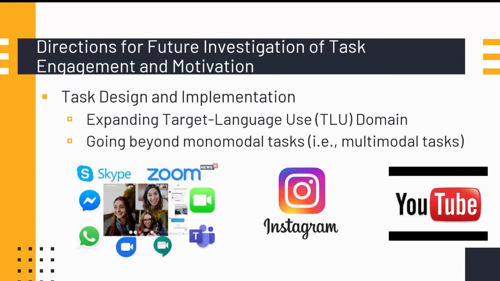That's why we need to go beyond monomodal tasks. So far we have been very comfortable with implementing tasks just using simple paper-based task input and having students write something or say something or interact using the task information. But in this digital world, with different communication platforms like Skype, Zoom, Instagram, or YouTube, we need to go beyond this monomodal task format. In other words, multimodal tasks.